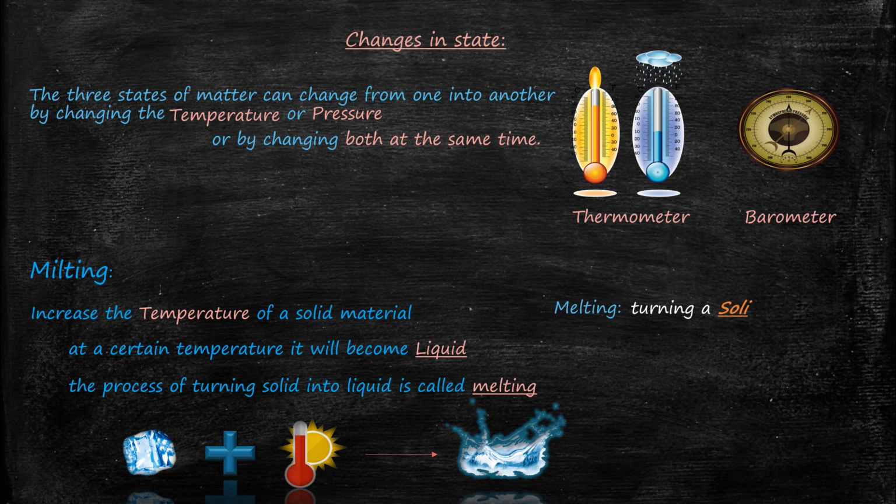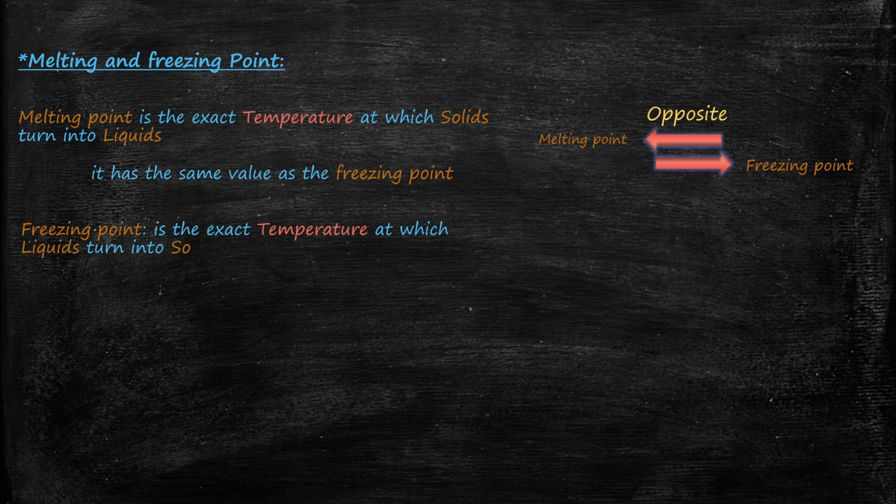Melting point is the exact temperature at which solids turn into liquids, and it has the same value as the freezing point, which is the exact temperature at which liquids turn into solids, which means that the freezing point is the exact opposite of the melting point.